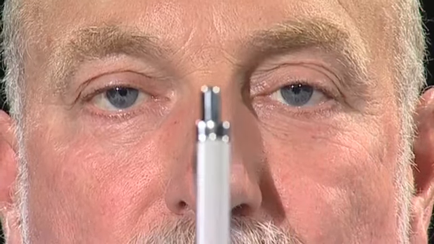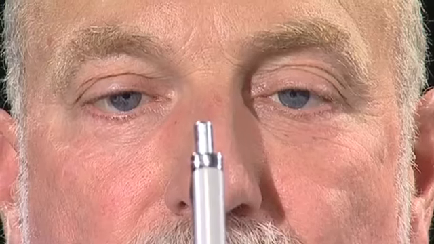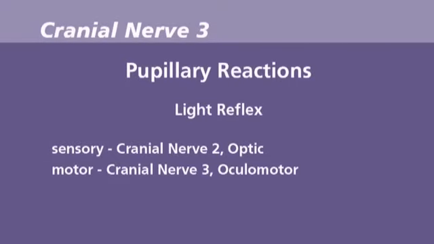Can you follow the pen again, please? As the eyes converge, both pupils are seen to constrict. The light reflex involves the perception of light by the afferent fibres of the optic nerve, with the efferent parasympathetic fibres carried by the third nerve.